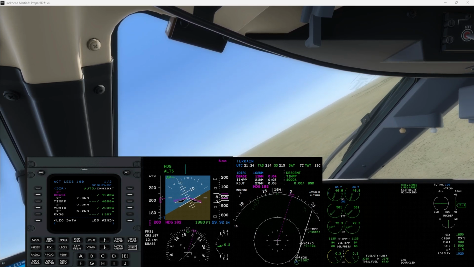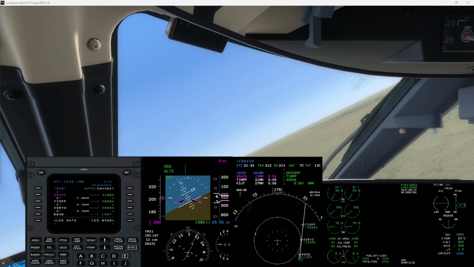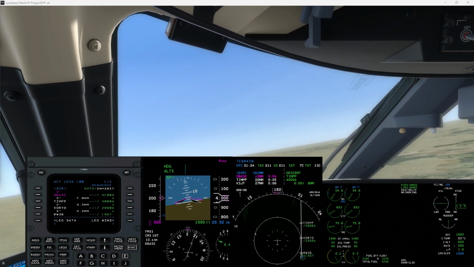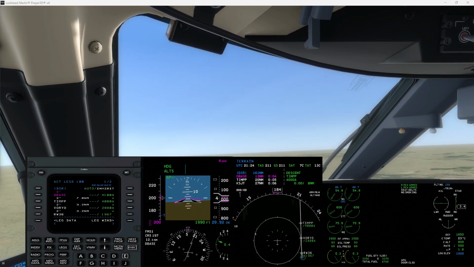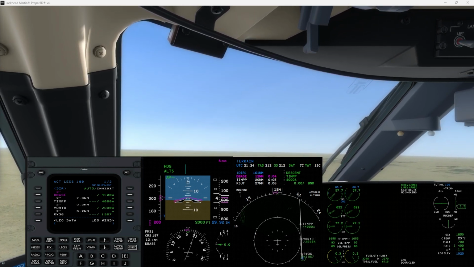So here I am, 5 miles from the airport. So now I'm going to put myself parallel to the final approach course, and there you have it. From here, as I cross the TIMP, I'm going to extend my downwind a bit.